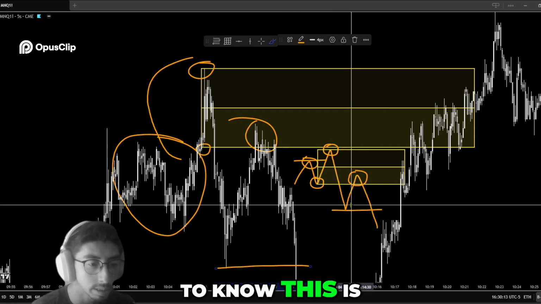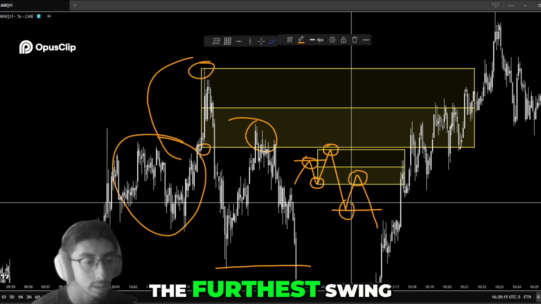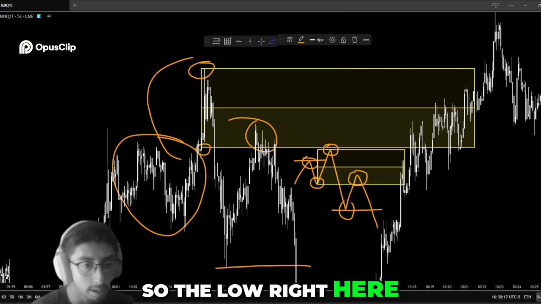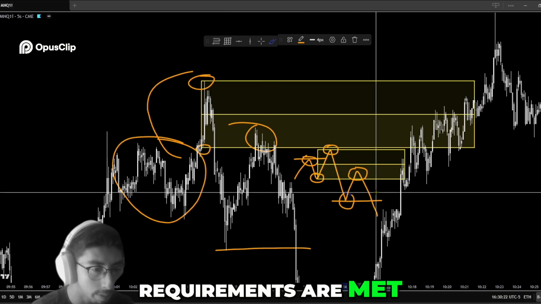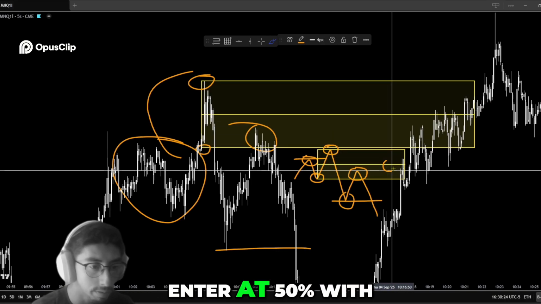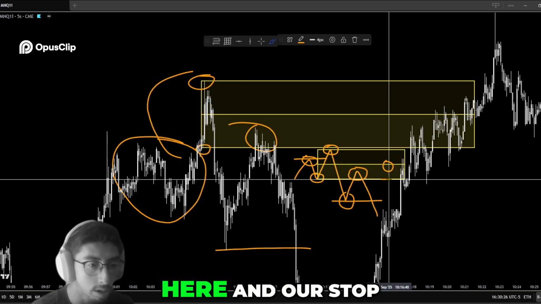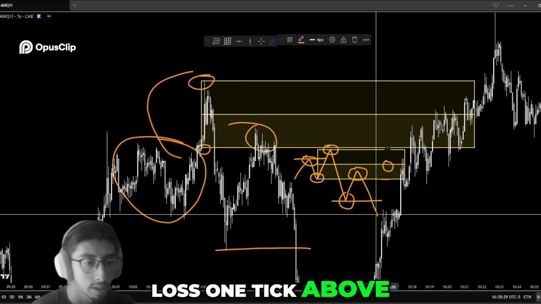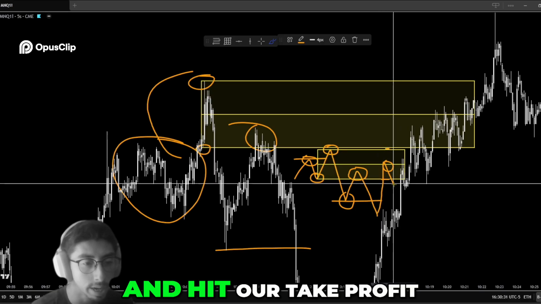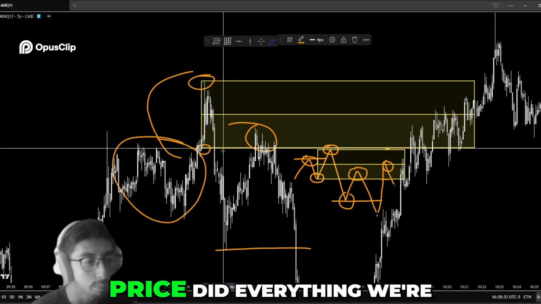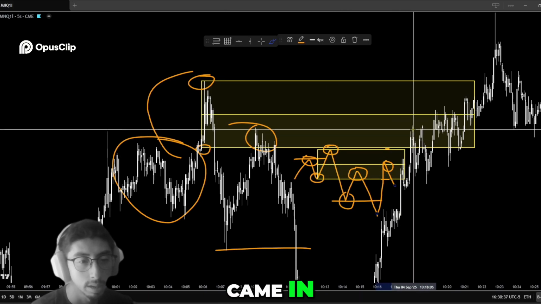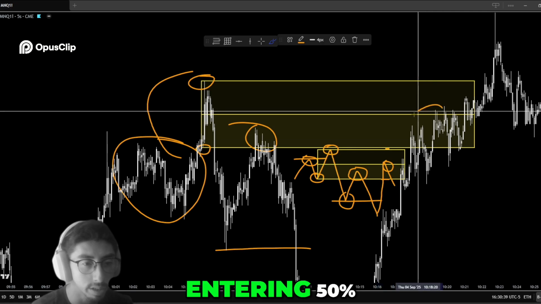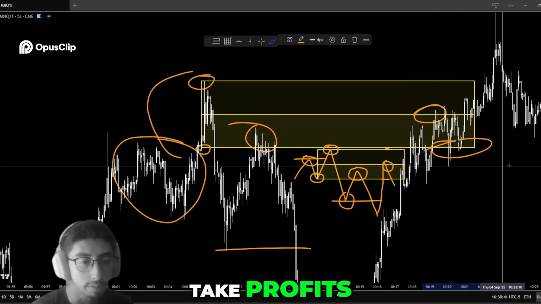An easy way to know this is the furthest swing. So the low right here got broken, the furthest one. Then after all these requirements are met, we would plan to enter at 50% with our take profit right here and our stop loss 1 tick above. So price would come in, fill 50% and hit our take profit. As you can see, price did everything we're looking at just right here. Came in, respected the zone before entering 50%, and then hit the take profit.